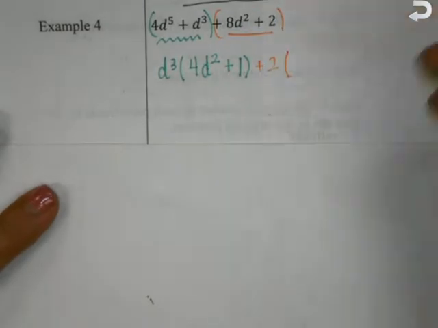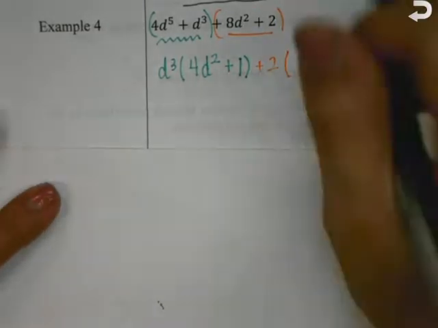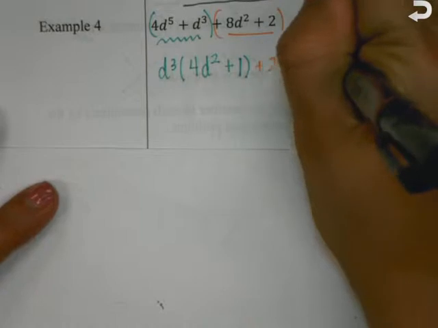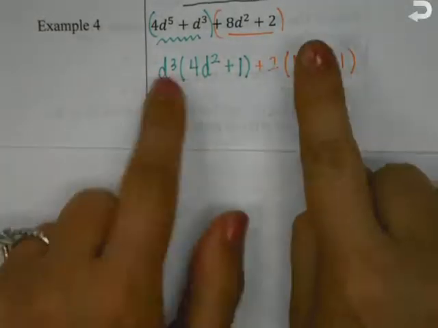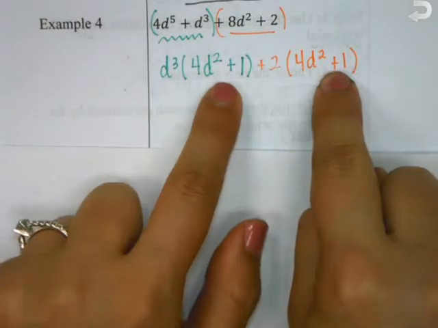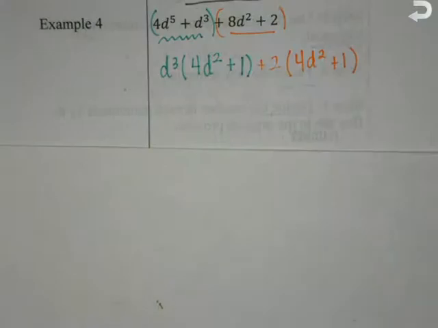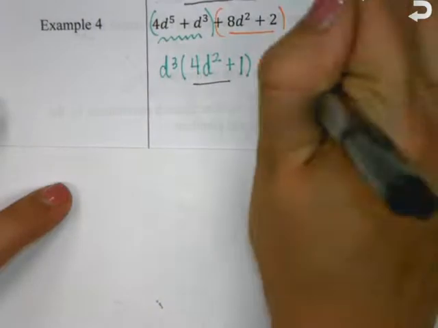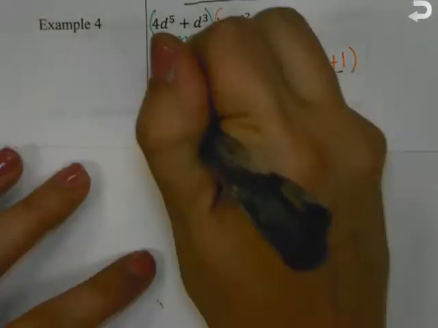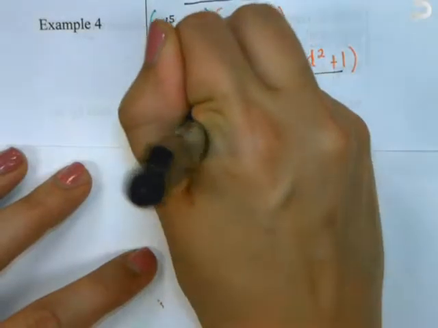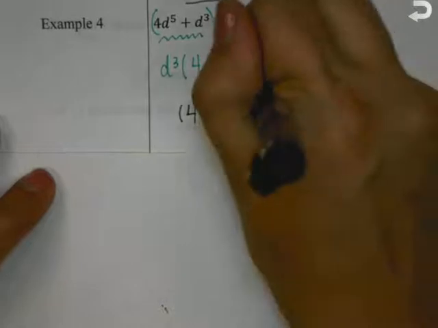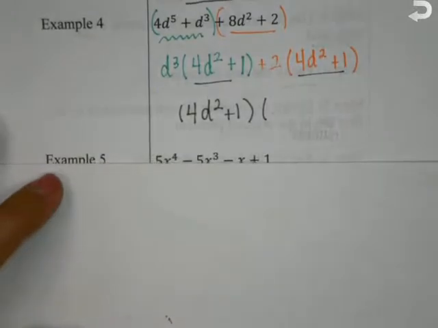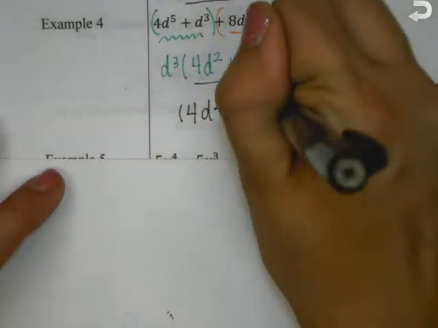Are my parentheses the same? Yes, they are. So we're going to factor out the parentheses. So we're going to take that 4d squared plus 1, and that's what we're factoring out. So when I factor that out, what am I left with? D to the 3rd plus 2. And that's my answer. That's factored as much as I can.